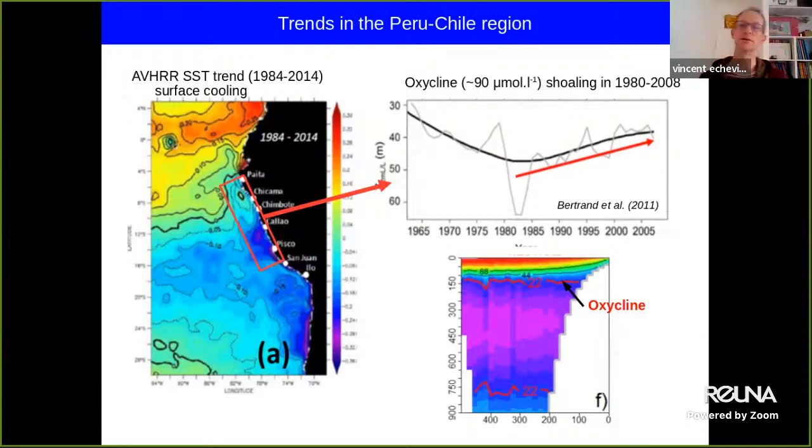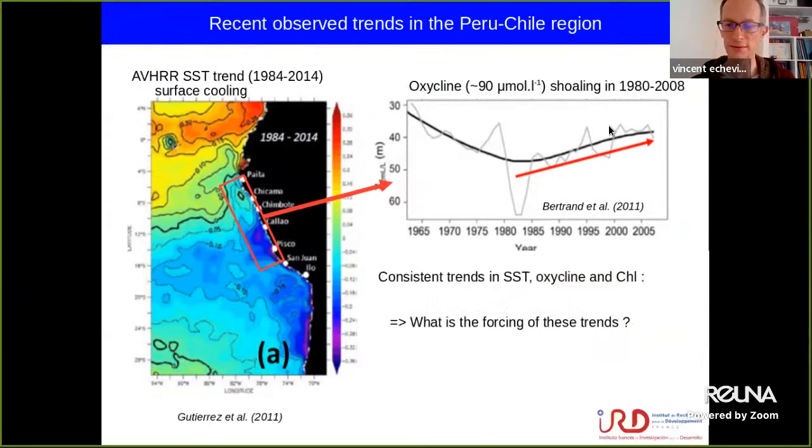And if you look at oxygen, you have slightly the same story, but with slightly different variations. So now in this plot, we are looking at the oxycline, which is the surface that separates the highly oxygenated surface waters from the low oxygenated deep waters. So for instance, it's the 22 micromole here. There's a mistake here, the unit is wrong, I think. But okay, so what we can see is that the oxycline here is shoaling, so it gets closer and closer to the surface. And so the question was, we have consistent trends of temperature, oxycline, and chlorophyll, and what is the forcing of these trends?